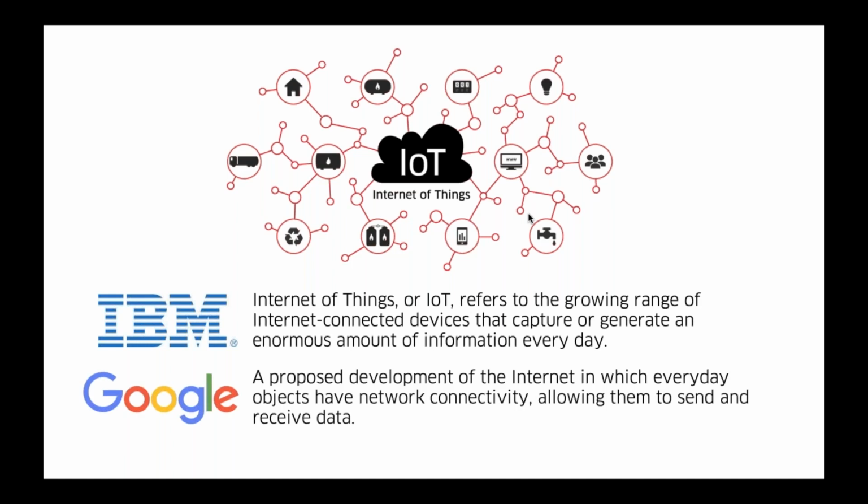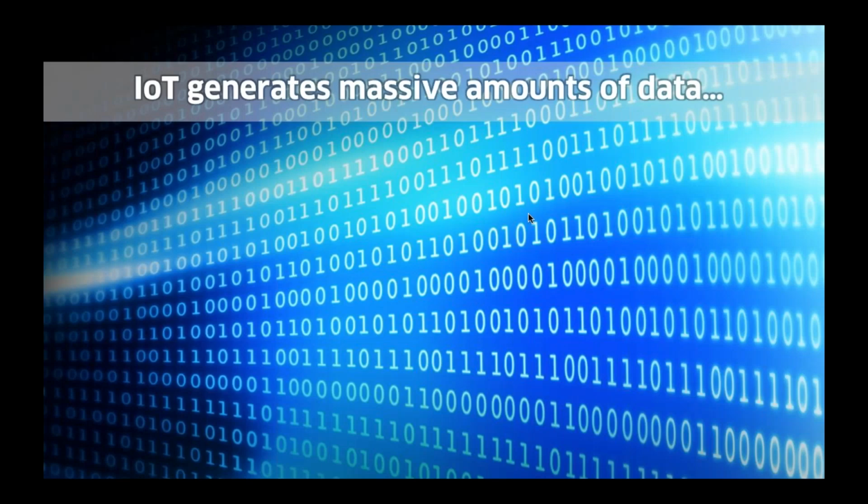Google gives a very similar definition. It's a proposed development of the internet in which everyday objects have network connectivity, allowing them to send and receive data. So it's about making all the endpoints and all the devices connected so that they can send information, everything connected. And this presents IoT as something that generates a huge amount of data.